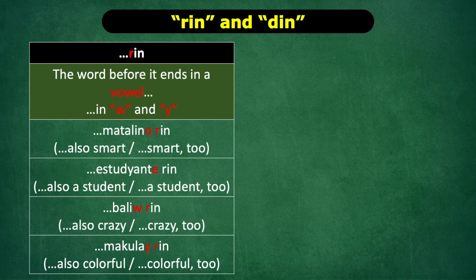Did you catch it? You use rin if the word before it ends in a vowel, like matalino rin, also smart or smart too. Estudyante rin, also student or student too. In addition, you use rin if the word before it ends in the consonants W and Y. Why is that? Well, because W and Y, when placed at the end of a word, sound like a vowel. For example, baliw rin, also crazy or crazy too. Makulay rin, also colorful or colorful too.